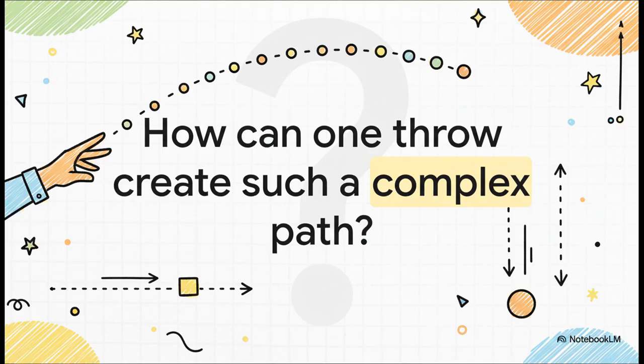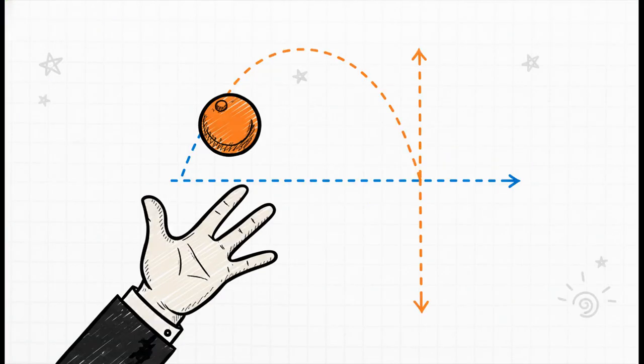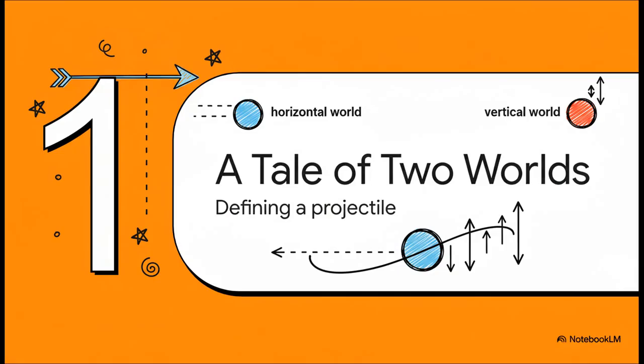What's going on there? Well, the secret is actually kind of mind-blowing in its simplicity. It's like a magic trick. The projectile isn't following one super complicated rule. Nope, it's following two incredibly simple rules at the exact same time. It's literally living in two different worlds, and once you get that, everything clicks into place. So, let's start unpacking this whole tale of two worlds thing.